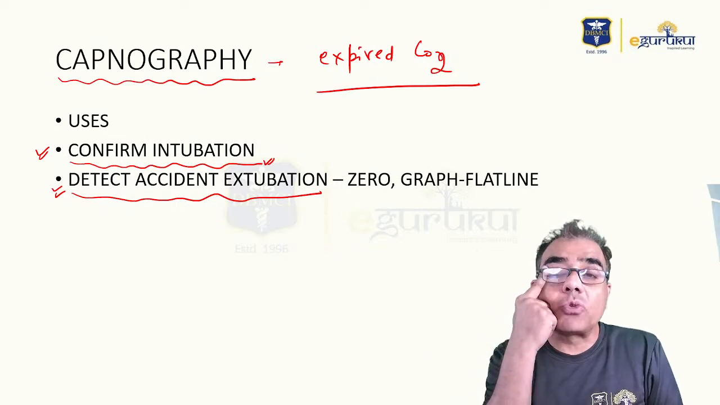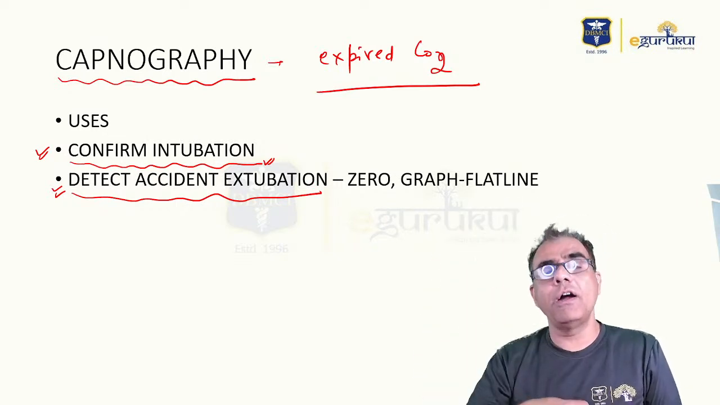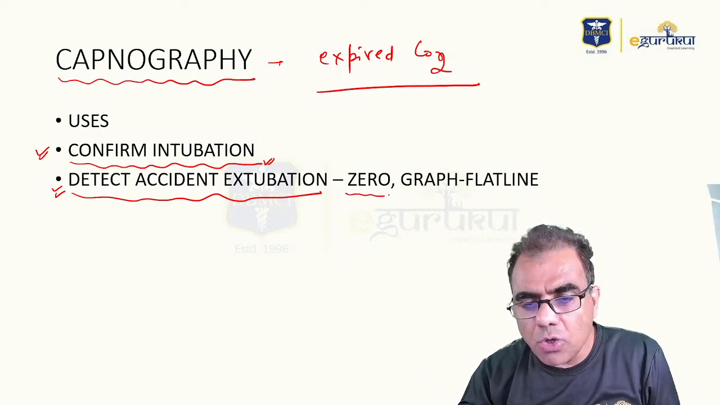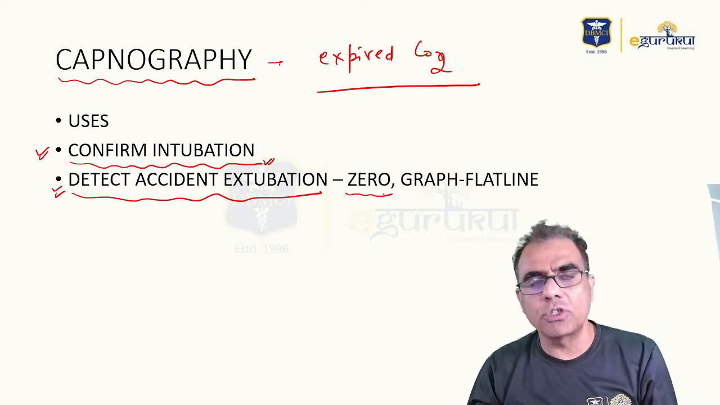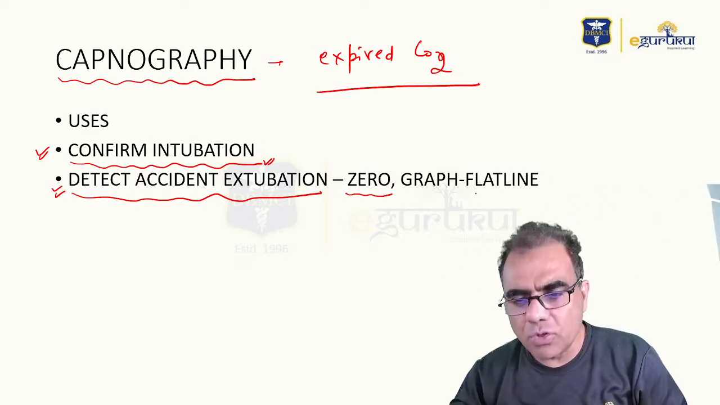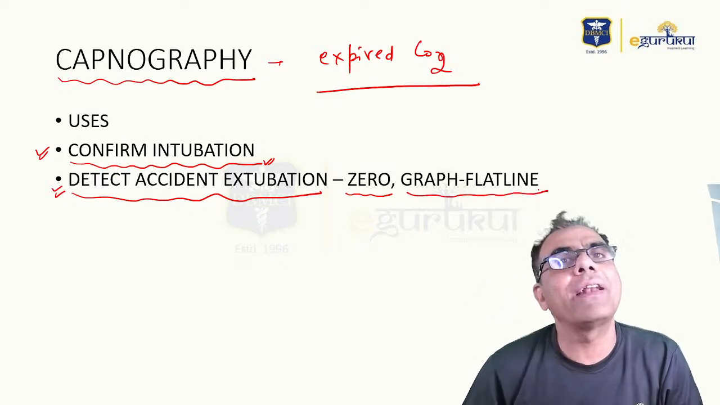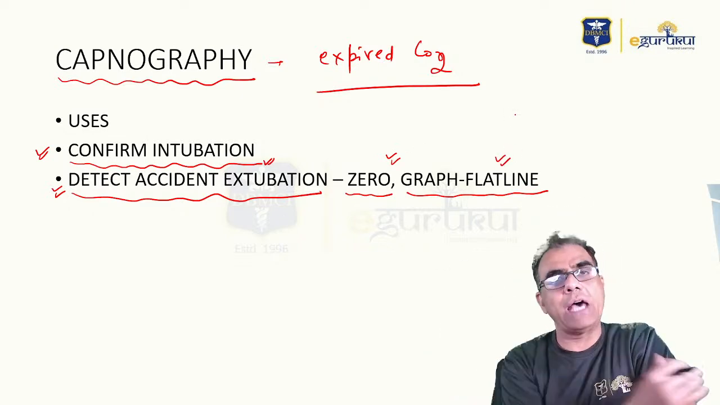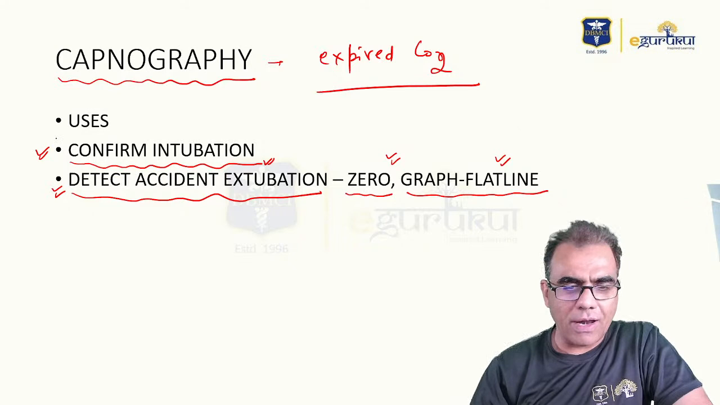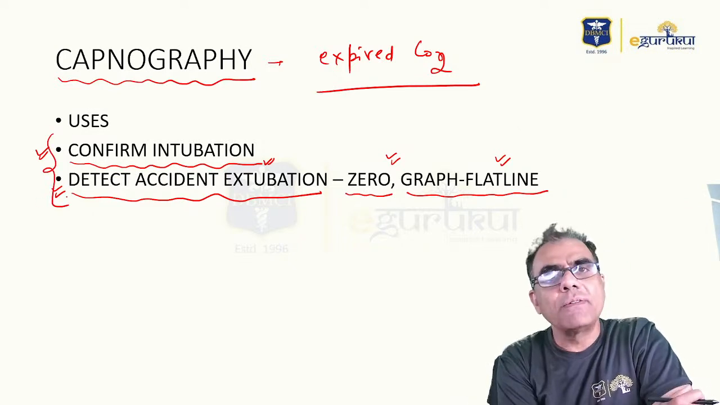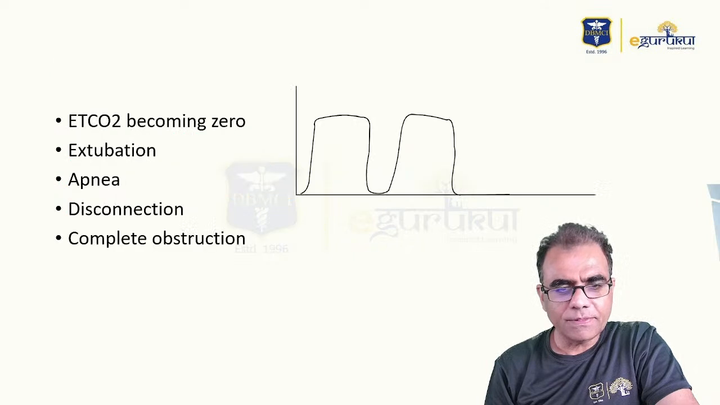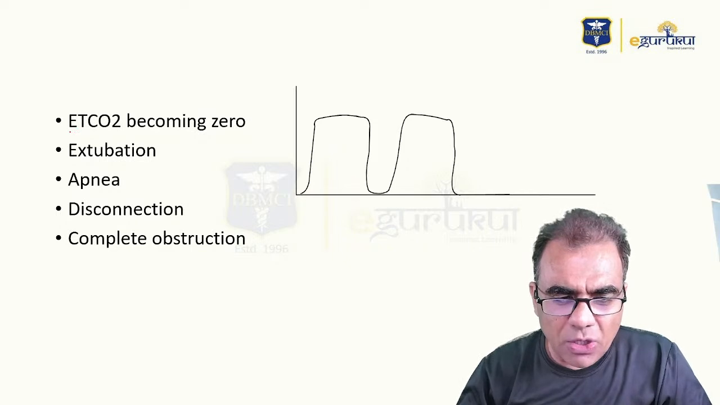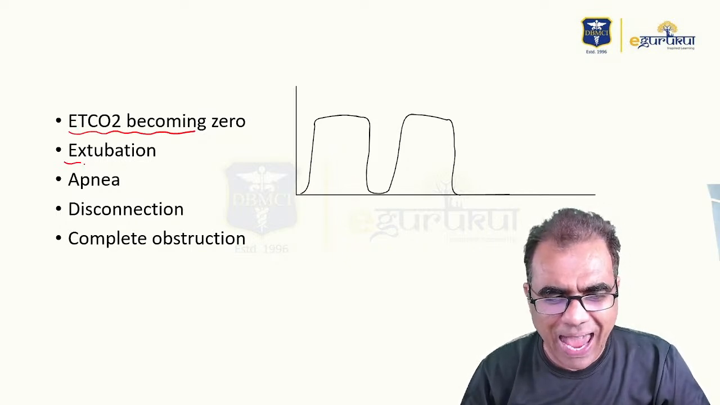Then what do you expect on capnography? When the tube is not in the trachea, from where will CO2 come out, which you can measure? So obviously the value will become zero. The expired value of CO2 will become zero, and there will be no graph. The graph will be a flat line. So if you see zero CO2 or the graph becomes a flat line, it means your tube has come out. Accidental extubation has occurred. So it is CO2 becoming zero. I told you the most common condition is extubation.